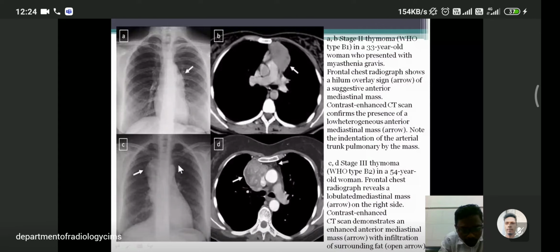and on biopsy, it was found to be a thymoma. On this X-ray image, we can see there is a lobulated mass noted in the bilateral paratracheal region. On CT, we found a heterogeneous mass lesion. This was also found to be a thymoma on biopsy. We can also clearly see the hilar vessels through this mass. So these are the anterior mediastinal masses.